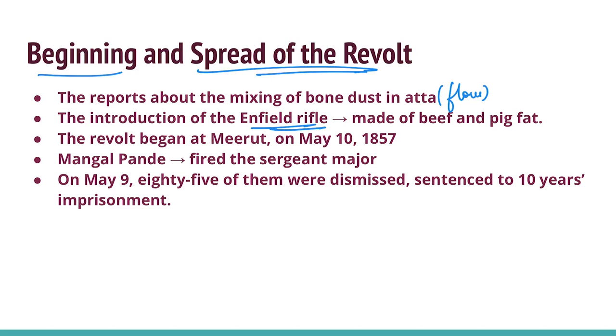This Enfield rifle's cartridge had to be bitten by mouth. So this cartridge was made out of beef and pig fat. Beef means cow. This cow was sacred to Hindus, whereas the pig was taboo for the Muslims. So the army administration did nothing to allay these fears, and the sepoys felt their religion was in grave danger. These greased cartridges did not create a new cause of discontent in the army, but they supplied the occasion for simmering discontent to come out in the open.